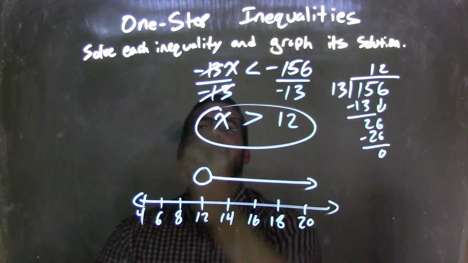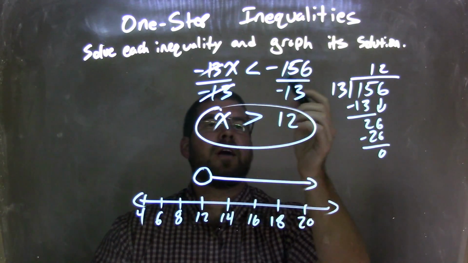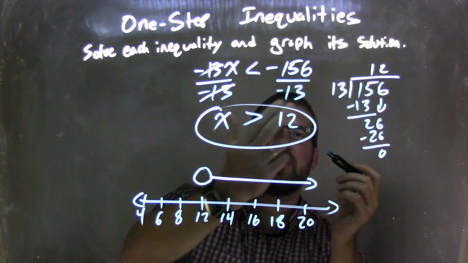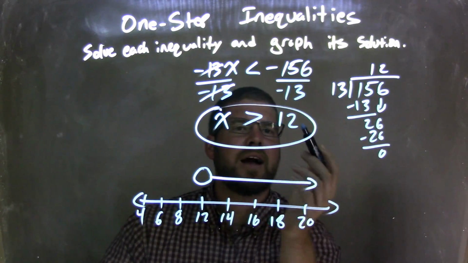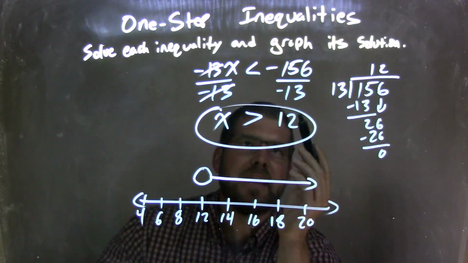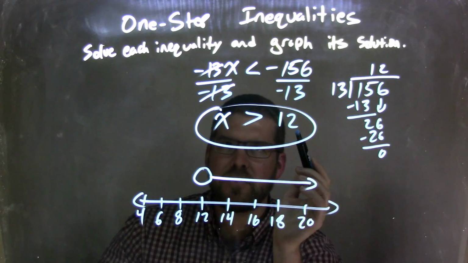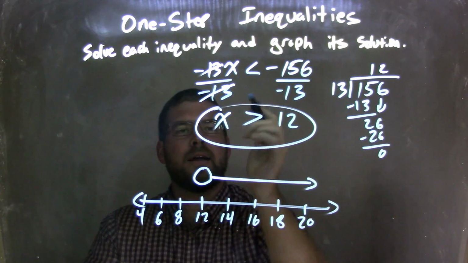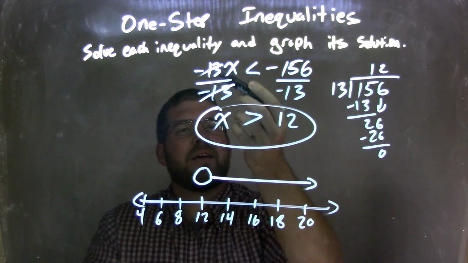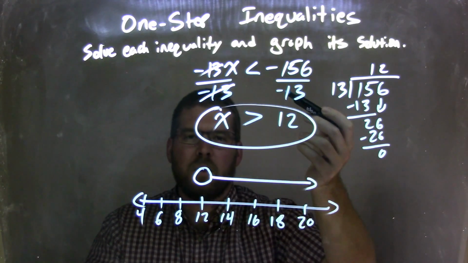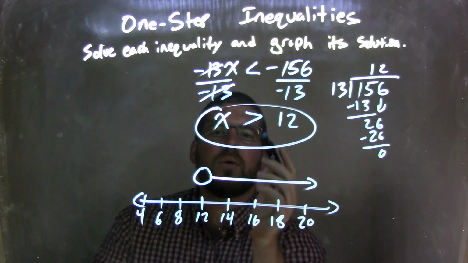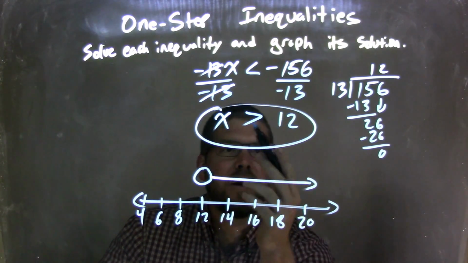So let's recap. We're given negative 13x is less than negative 156. I divided both sides by negative 13, and using long division, I got a positive 12 on the right. Negative divided by negative is a positive. But I also had to flip my inequality. I went from less than to greater than, because I divided by a negative over that inequality. It's one of our rules. And so we're left here with the final answer of x is greater than 12.